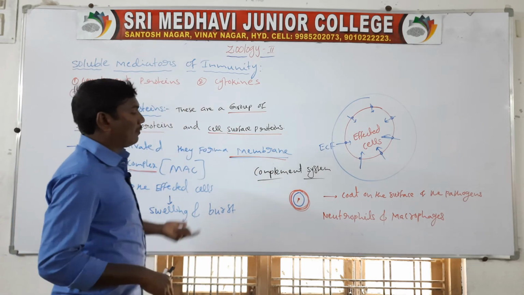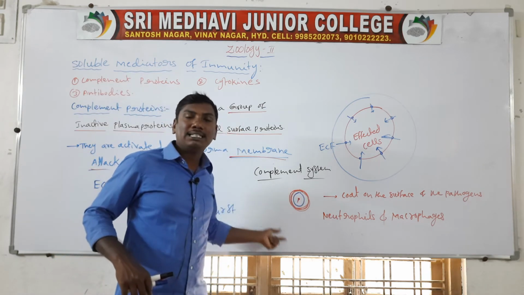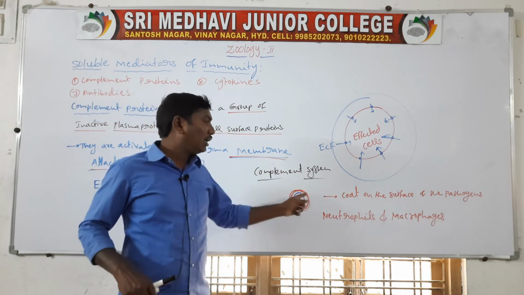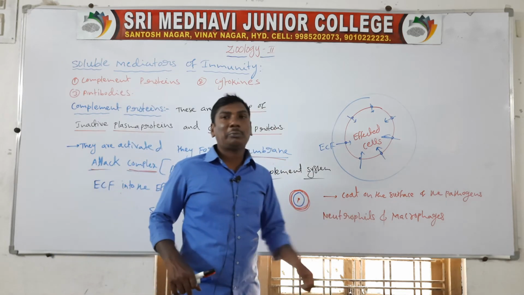In another type of complement proteins, the pathogens are covered by a coat. They surround the pathogen, attracting neutrophils and macrophages.